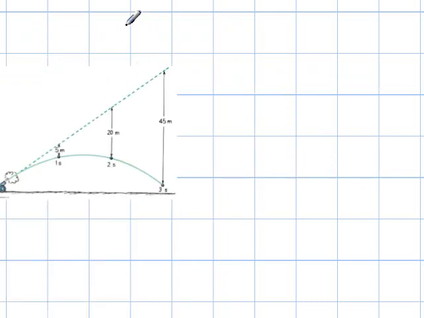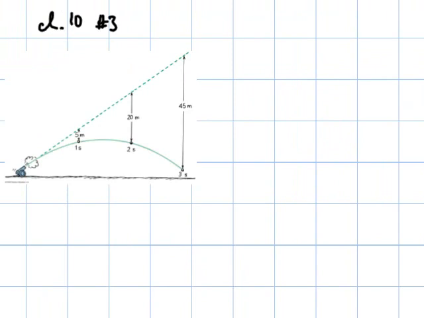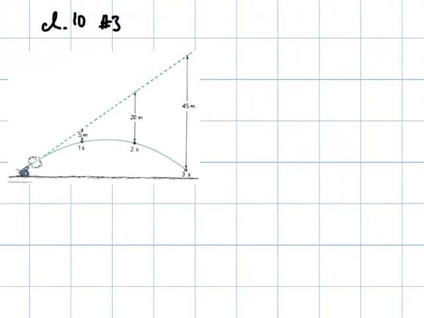The next problem is Chapter 10, Problem 3. I'm going to move this a little bit over. And it says, a cannonball shot with an initial velocity of 141 meters per second. I think we can guess why they chose that number. At an angle of 45 degrees, it follows a parabolic path and hits a balloon at the top of its trajectory. Neglecting air resistance, how fast is the cannonball going when it hits the balloon?